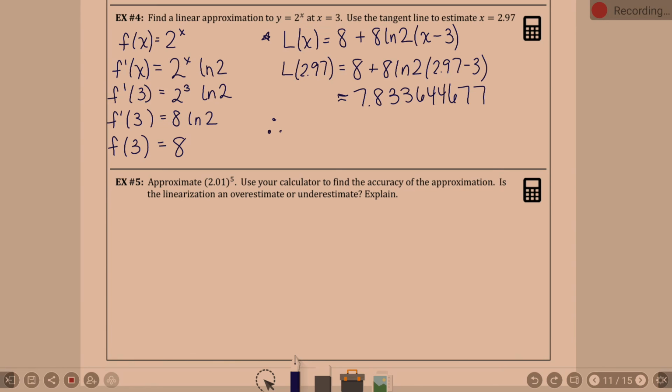So I'm going to throw in those dots. Therefore, f of 2.97 is approximately equal to L of 2.97, which is 7.8336 or 7.8334, however you want to do it. Minimal how many decimal places? 3. Unless told specifically otherwise, minimal 3.